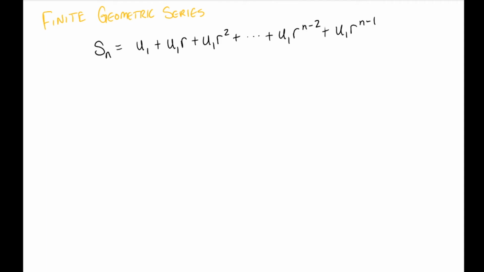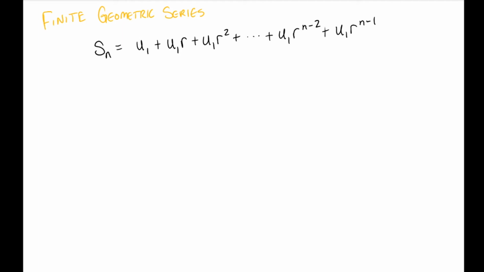So here I've started off with a generalized sum of the terms of a geometric sequence, starting with the first term u1, and then each subsequent term multiplying by the common ratio until I get up to the nth term. So if you look over here, this is just our general term for the nth term of a geometric sequence. So I'm going from term 1 up to term n and finding that sum.